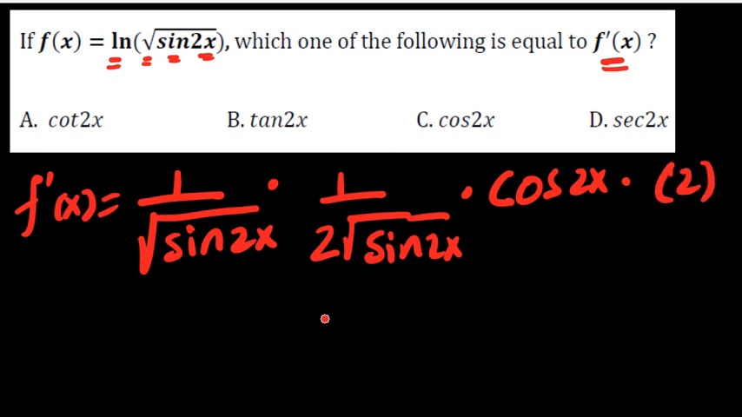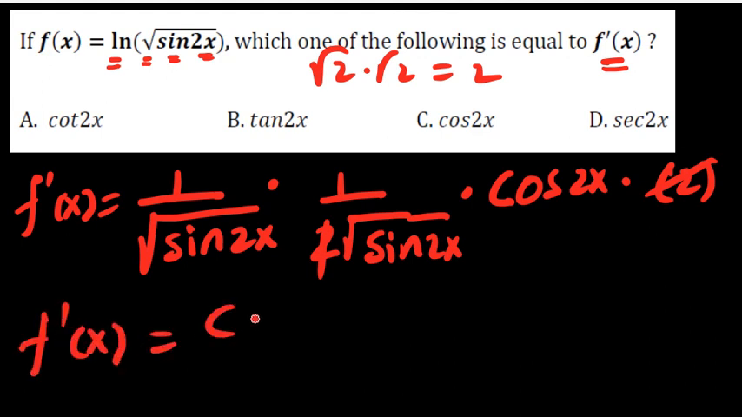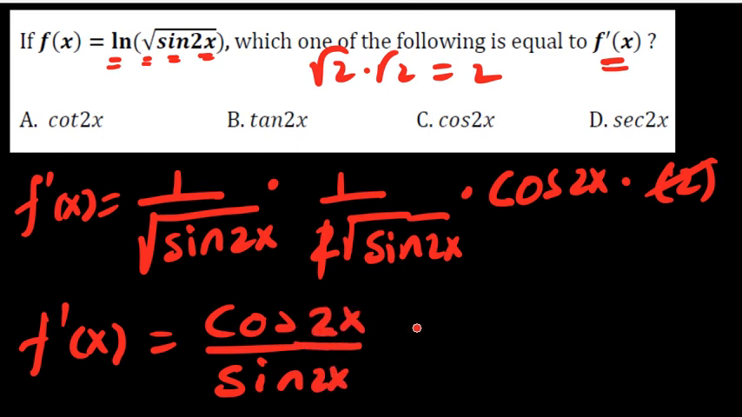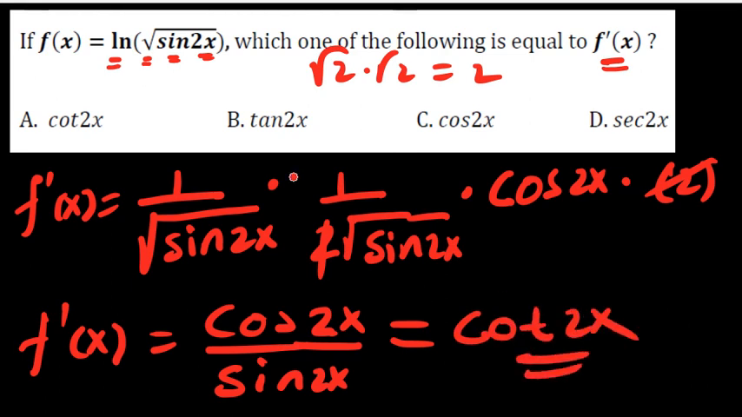Now we'll stop here. At this time you can cancel the 2 here with these two. And when you multiply that to the denominator, the radical will be removed, because remember root 2 times root 2 is 2. So radical sine 2x times radical sine 2x will be just sine 2x. So what is left is cosine 2x over sine 2x. Cos over sine means it is cot of 2x. That is the derivative. The answer is found in A.